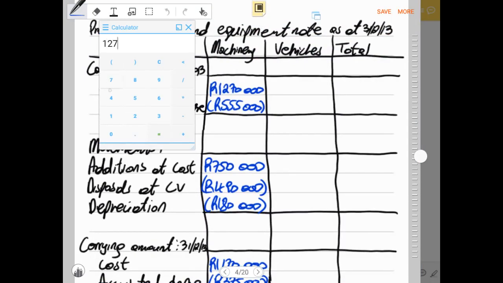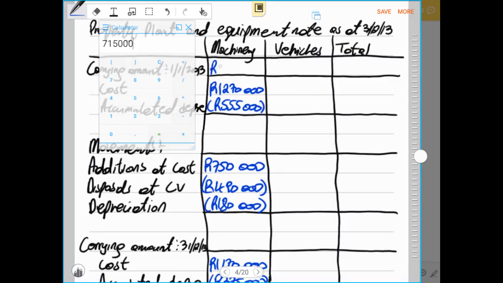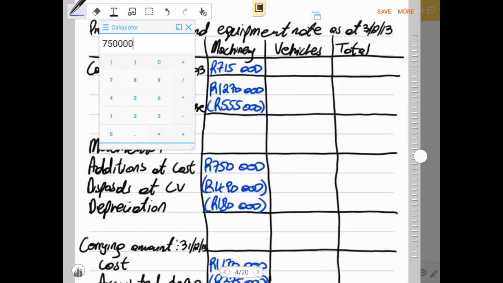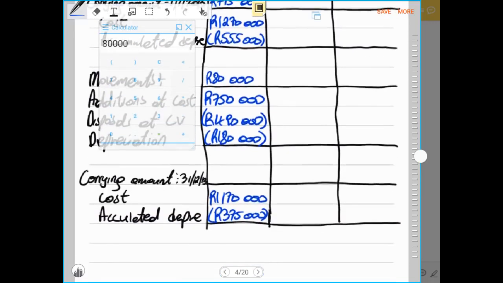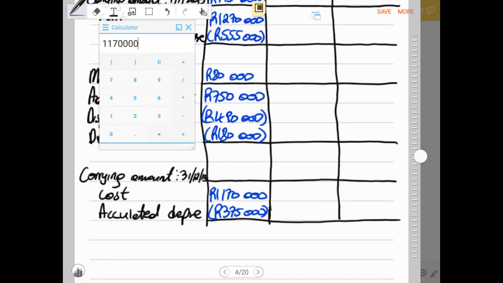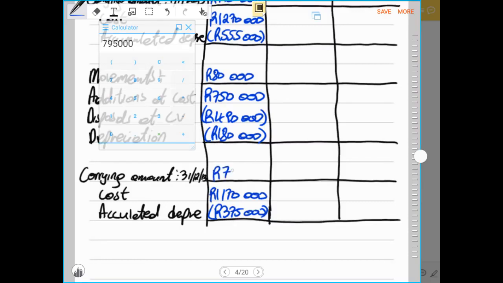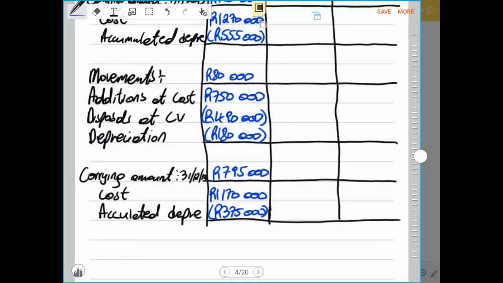I just have to totalize 1,270,000 minus 555,000. Then this will give me 715,000 rands. Then I go to my movements, 750,000 minus 490,000 minus 180,000. This gives me 80,000 rands. Then I go to the closing balance, which is 1,170,000 minus 375,000 rands. This gives me 795,000 rands. This is the value of the assets in machinery, carrying value, all of them at the end of the year.